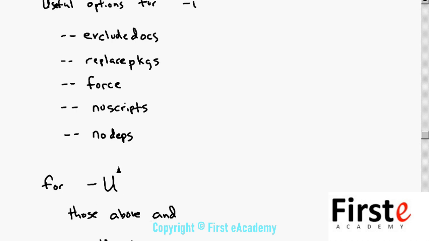For capital U, for the upgrade option, you can use all of these things above, and you can also use this option called --oldpackage. So in some sense, this is like a downgrade option. If you're upgrading from, say, version 3.2 to 3.1, you would have to use --oldpackage to say I'm actually taking a step back in the process of upgrading the software. I'm going back to a version maybe because the new version isn't working in some particular situation, so I just want to downgrade back to this old version that I knew did work.